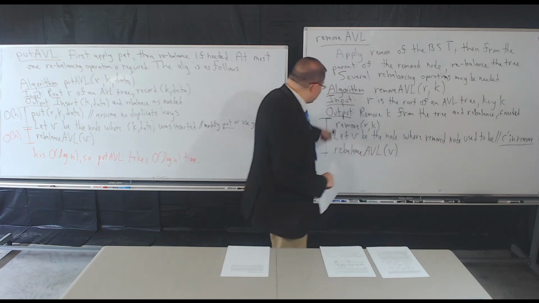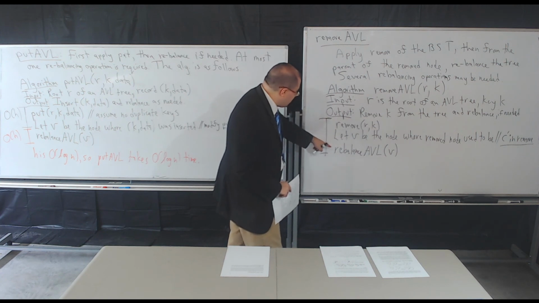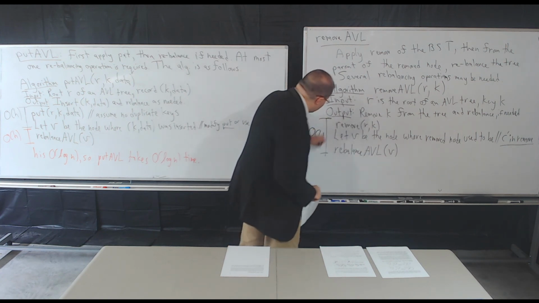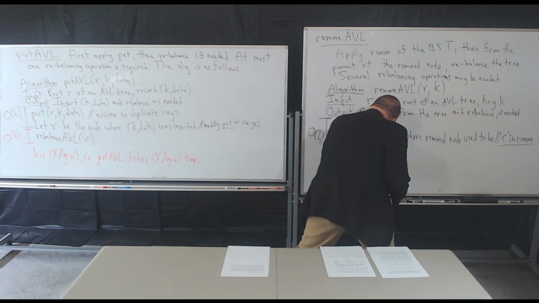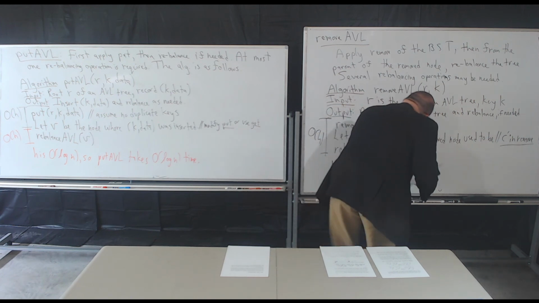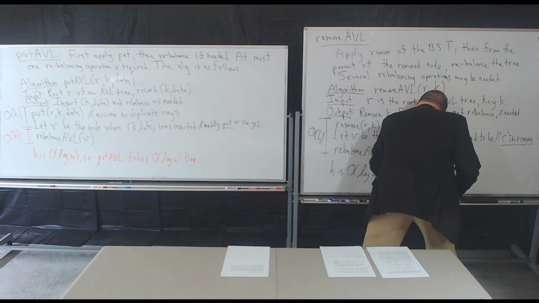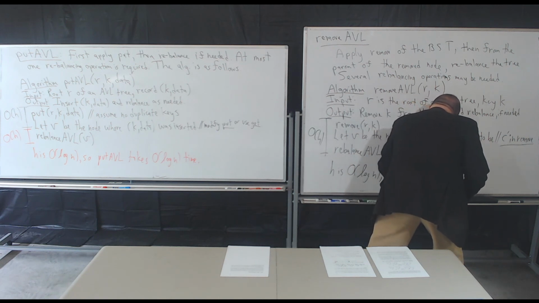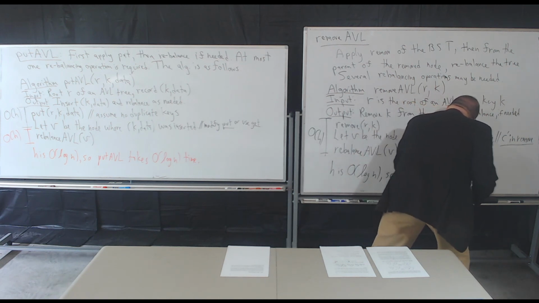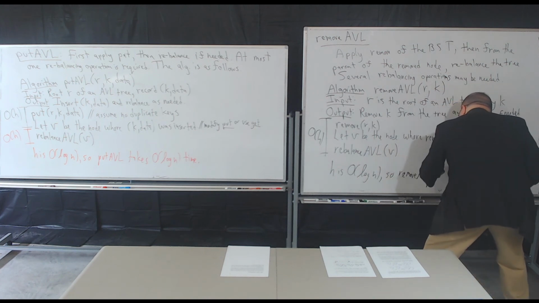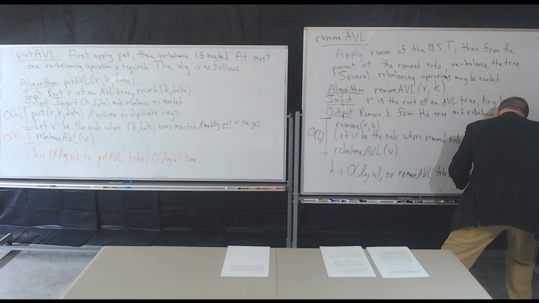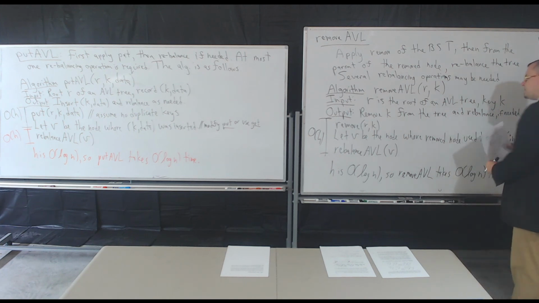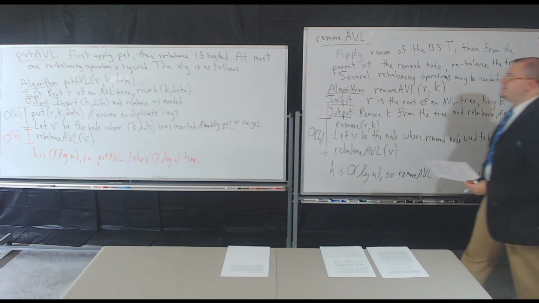Okay? What's the worst case running time of this? Well, we already established that remove takes big O of H, rebalancing takes big O of H, so this whole thing is big O of H. And as I said before, H is big O of log n. So removeAVL takes big O of log n time. And we're done. So that's how you're going to perform the removal.